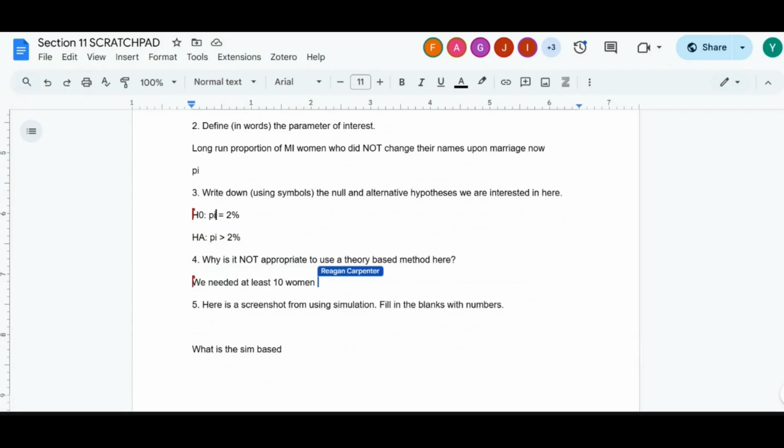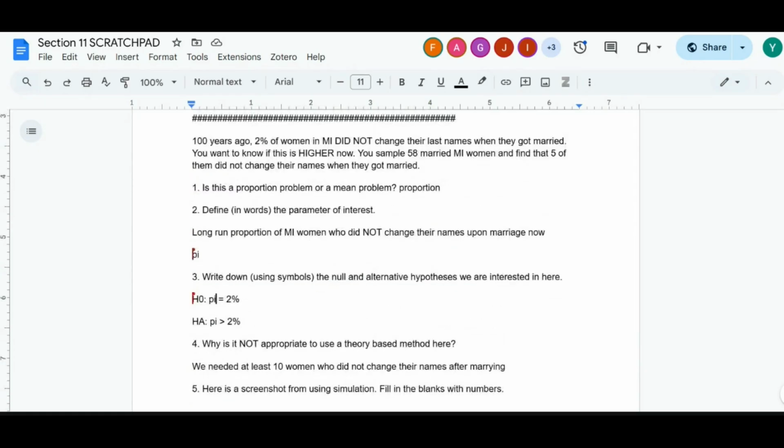Can you tell me? You need to have at least 10 women who what? What must be true about the 10 women? We needed at least 10 women who did not change their names. That's right. Did we have that? Actually, how many women did we talk to? 58 women. Only 5 didn't change their names. That's not 10. Therefore, you did not meet the conditions.